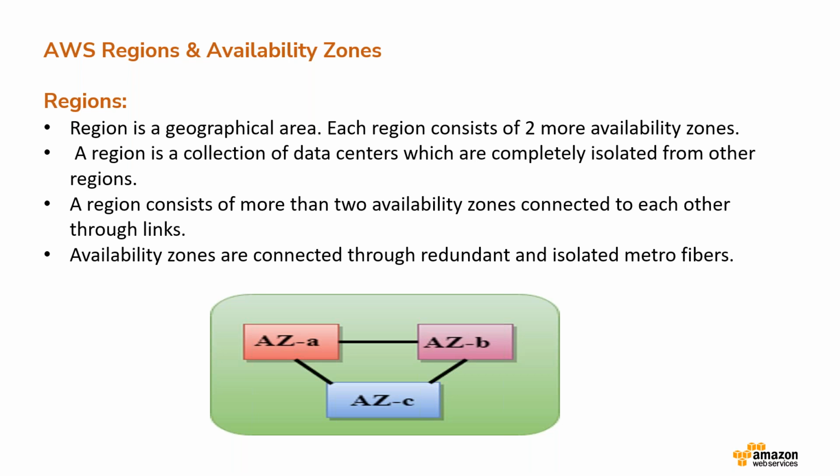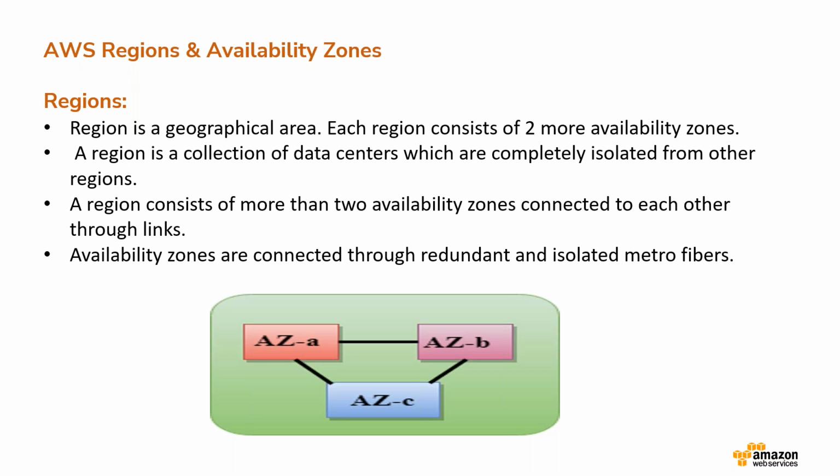Let's take an example. India is one of the regions. Inside India, Hyderabad is one of the regions, and Mumbai is one of the regions. In Hyderabad itself, they are building 2 data centers. That is called high availability. A region is a collection of data centers which are completely isolated from other regions. A region consists of 2 or more availability zones connected to each other through links.